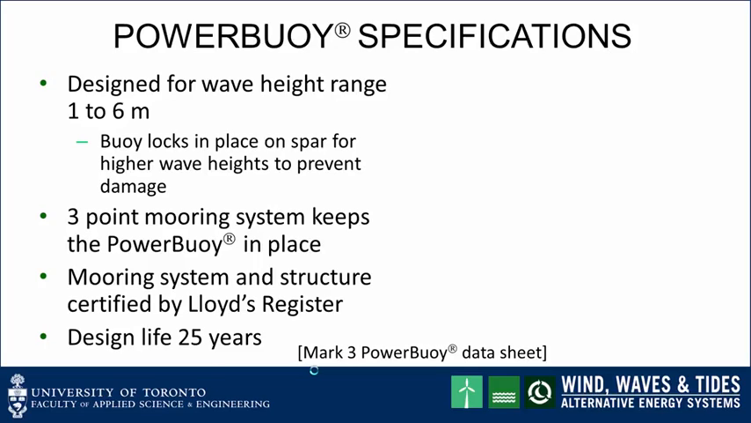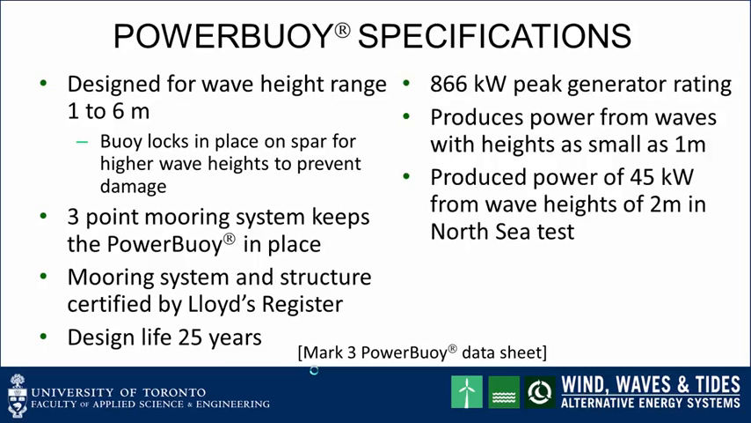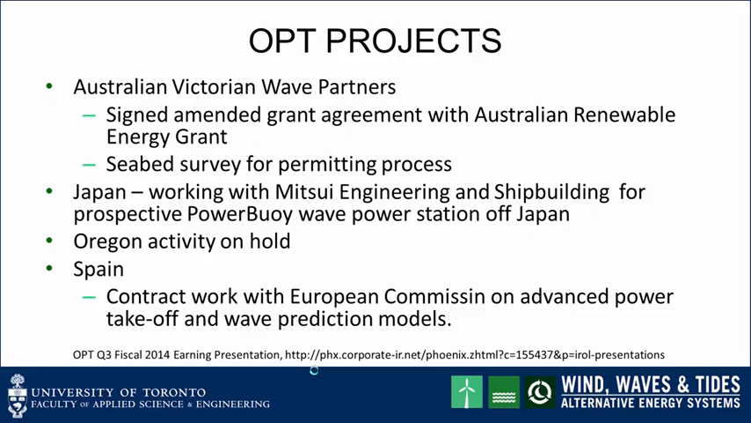It has a design life of 25 years. So the unit has an 866 kilowatt peak generator rating, produces power from waves with heights as small as 1 meter, and in tests in the North Sea produced power of 45 kilowatts from wave heights of 2 meters. Right, so those are some of the information available from the data sheet for the unit.